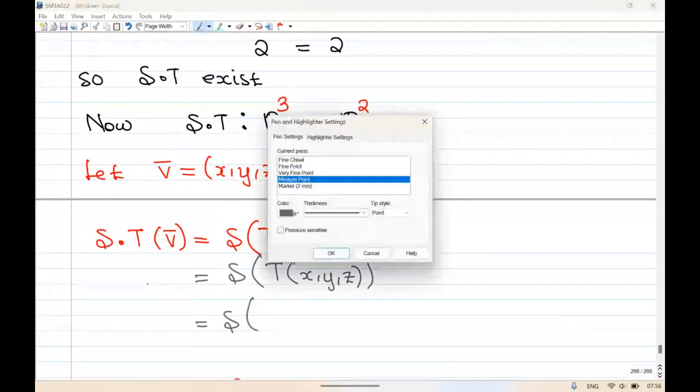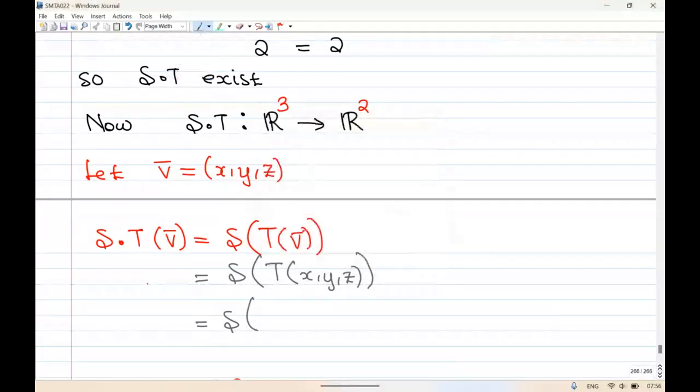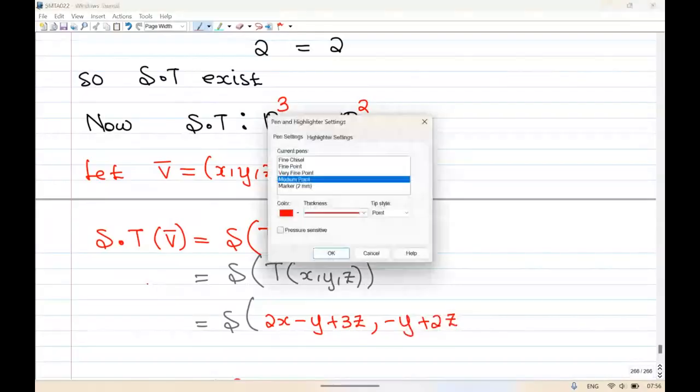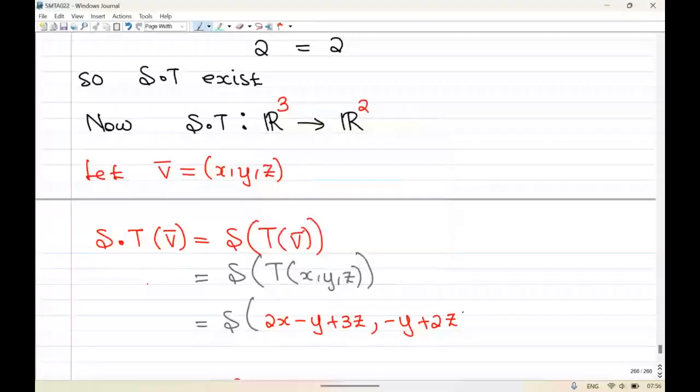Check. T of X, Y, Z is taking everything to 2 dimensions. And that's where you get what? You are going to get your 2x minus y plus 3z, comma, minus y plus 2z. Do you still remember this, colleagues? If you want, I can go up. Do you agree with this?